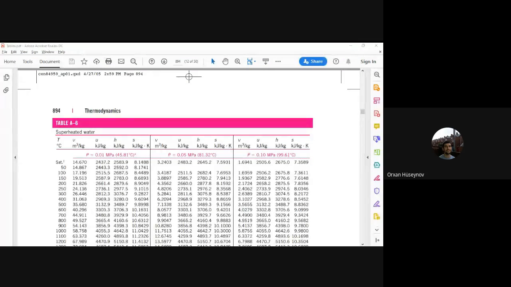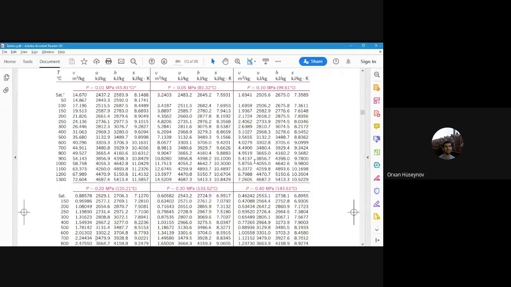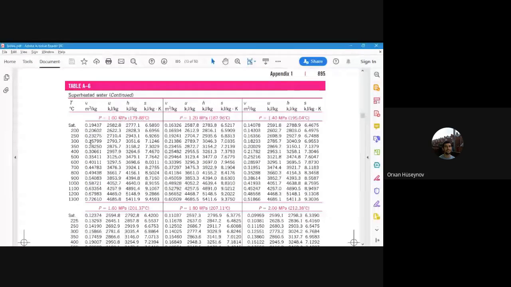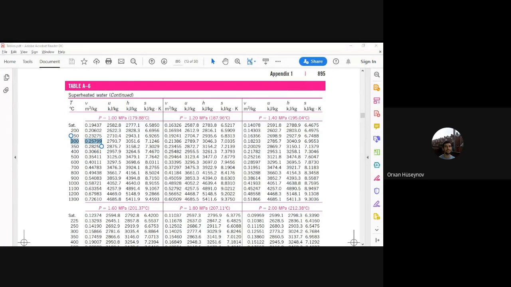So I should look at the pressure of 1 megapascal. This one is 0.1, 0.8, and then 1 megapascal. And I should look at the temperature of 300 degrees Celsius. You can see the temperature value here. The 300 degrees Celsius temperature gives the specific volume of 0.25799 meter cubed per kilogram.